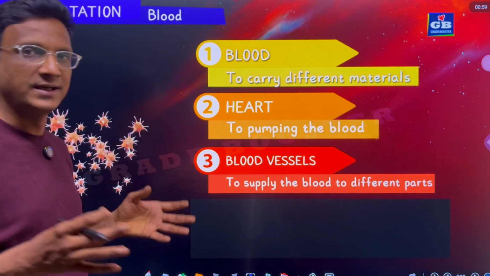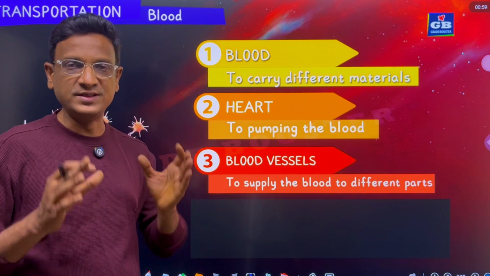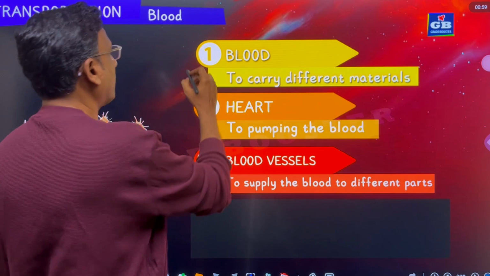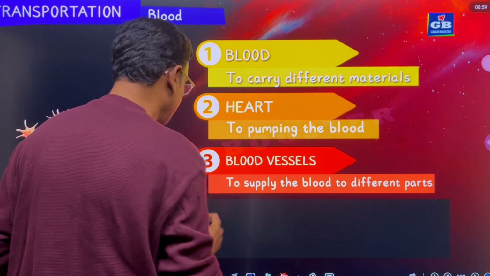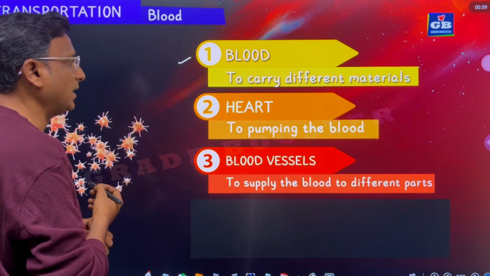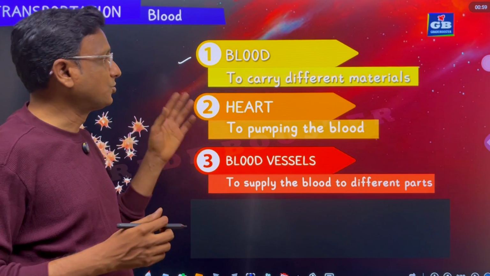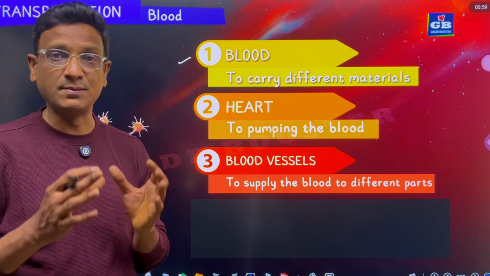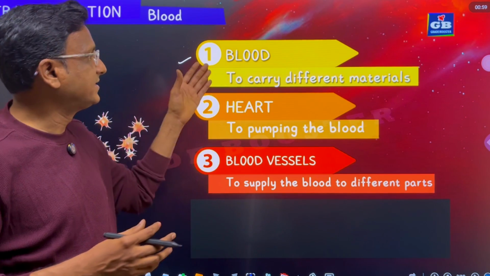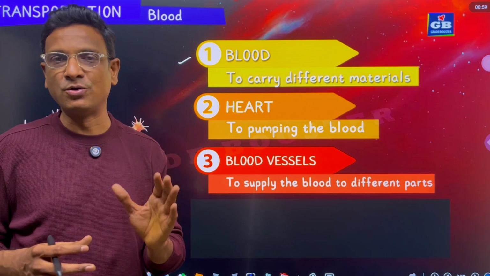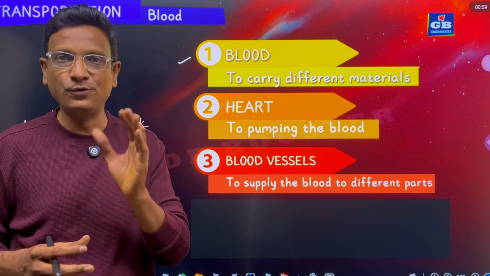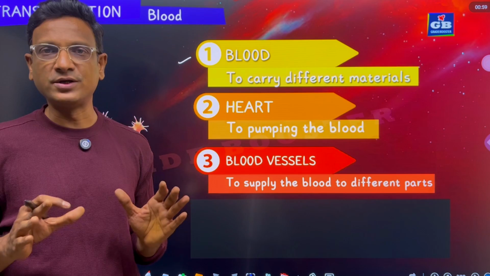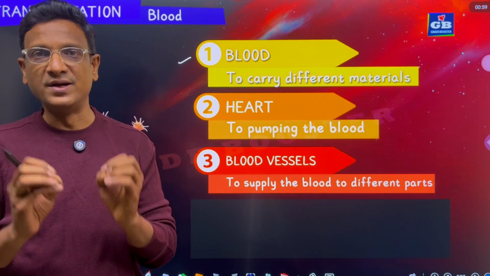If we look at the human transport system, it has three major parts. The first one is blood. Blood is to carry the different materials, and the second one is the heart. Heart is the pumping organ. Blood is the fluid connective tissue. You studied about blood in class 9th. It has so many roles in our body, and the most important role is to transport the materials.